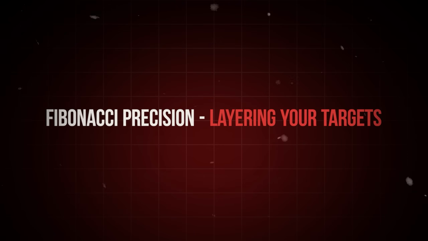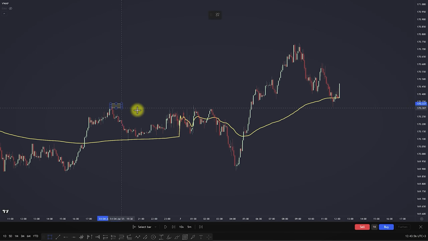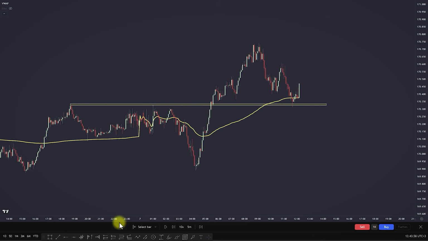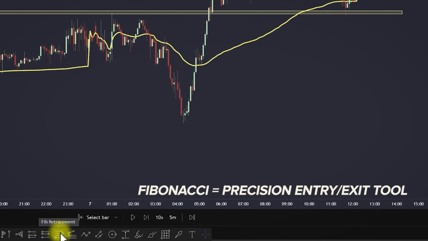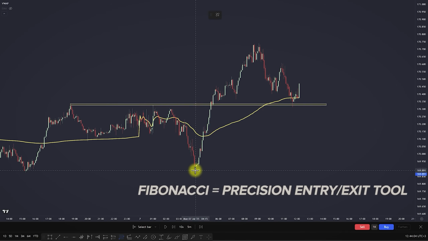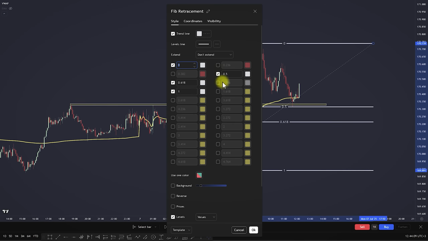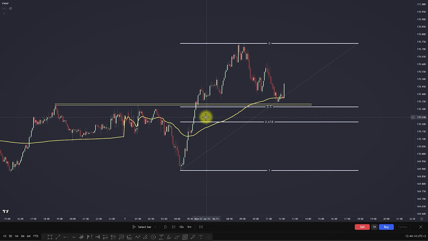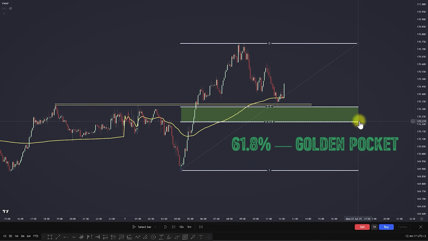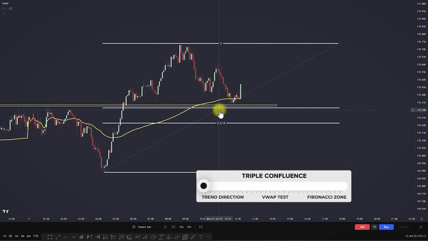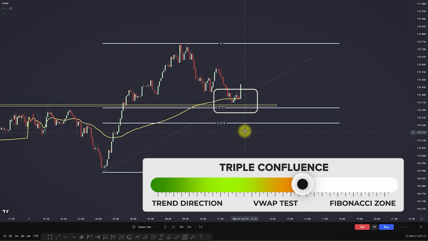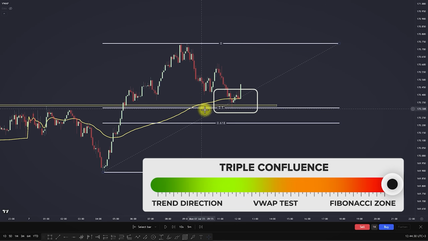Now I'm going to show you how to add a third layer of confluence to your system. We're going to use Fibonacci retracements and extensions to find precision entry and exit points. The Fibonacci retracement tool helps you identify where pullbacks are likely to end. The most important level is the 61.8% retracement, also known as the golden pocket. When your VWAP test also lines up with the 61.8% Fibonacci level, you have triple confluence: trend direction, VWAP, and Fibonacci all pointing to the same level.